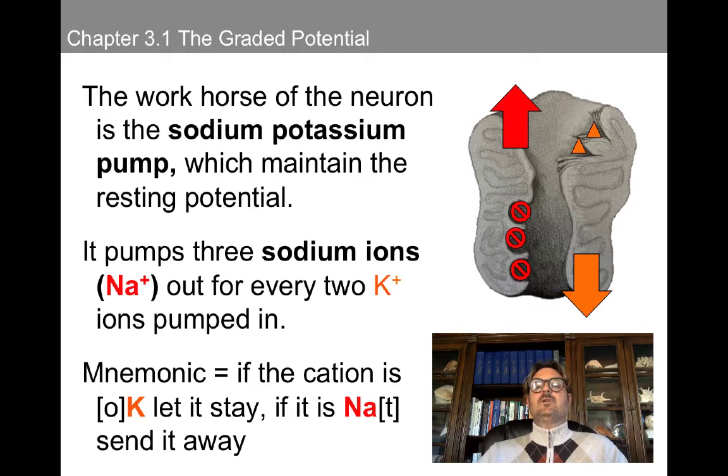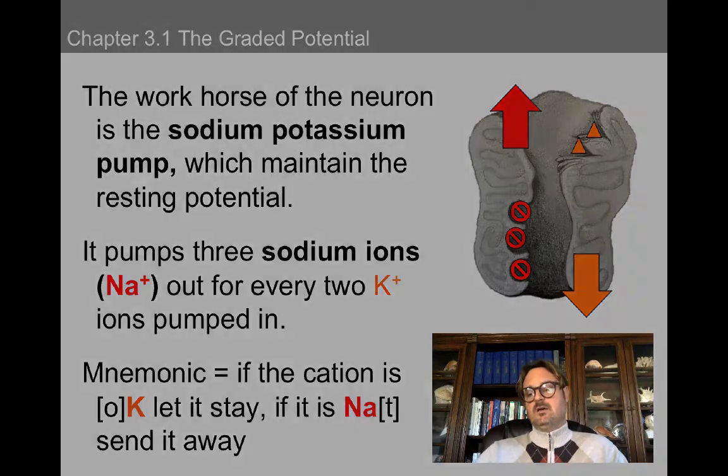So whenever the sodium comes in with the potassium leaving, the sodium-potassium pump pumps 3 sodium ions out for every 2 potassium ions pumped in. The mnemonic that I use is, if the cation's okay, let it stay. If it's Na, then send it away.